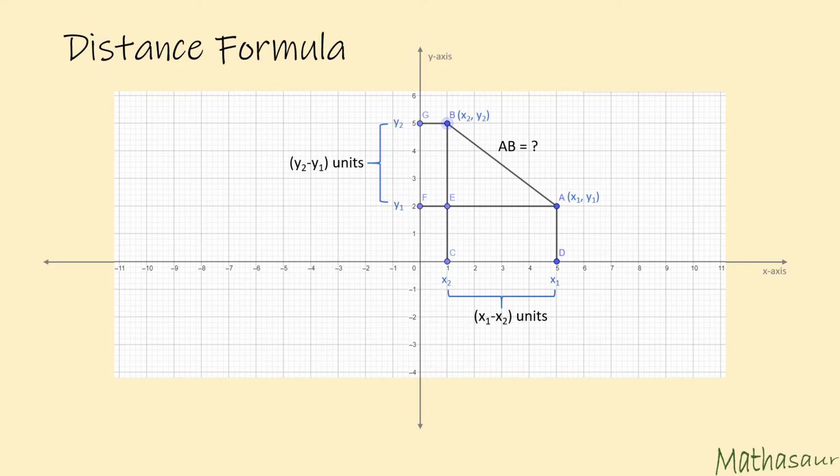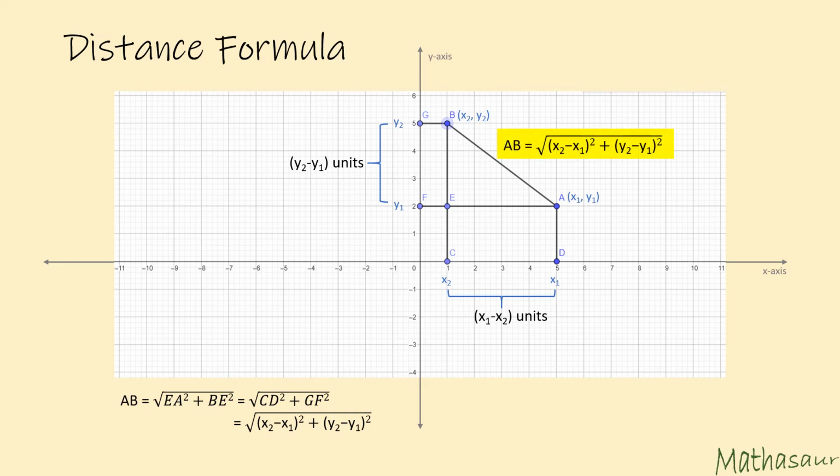So how much would AB measure? We can use the Pythagoras theorem in the right angled triangle BEA. So AB would be equal to square root of EA square plus BE square. Instead of EA, we could write CD, and instead of BE, we could write GF. So we get AB equals square root of x1 minus x2 whole square plus y2 minus y1 whole square. Instead of x1 minus x2 whole square, we could write x2 minus x1 whole square. So if we know the coordinates of point A and B, we can easily find the length of the segment AB. This is known as the distance formula.